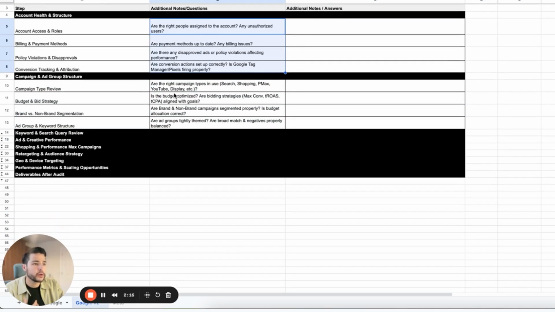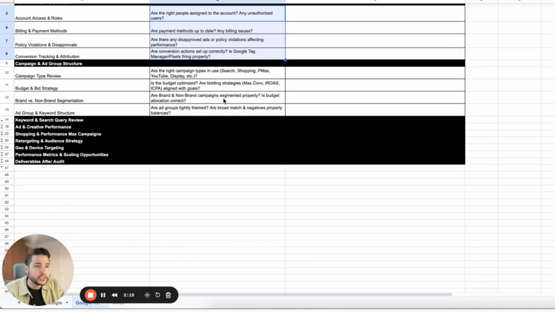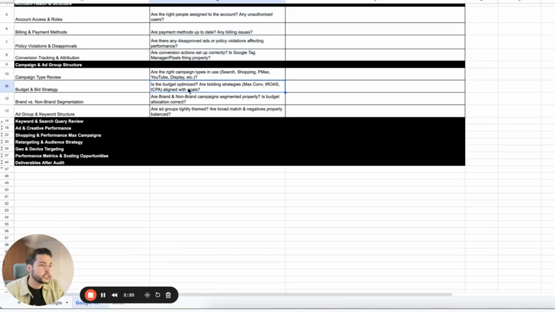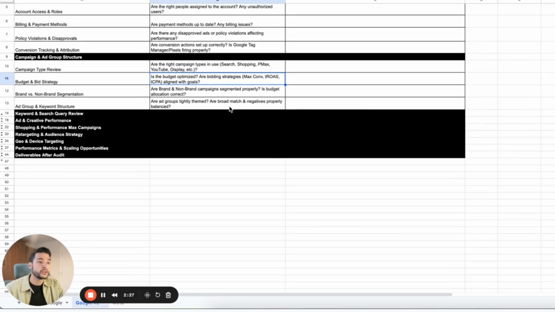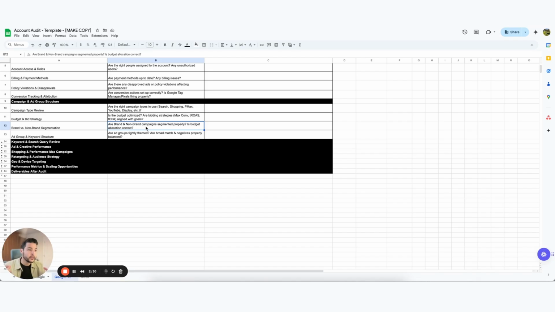So typically over here, are the right campaign types in use? Budget and bid strategy, is the budget optimized? Are we using the correct bid strategies aligned with goals? A lot of times we don't see it right. Brand versus non-brand. It's a big thing, right? Are we properly excluding these audiences?